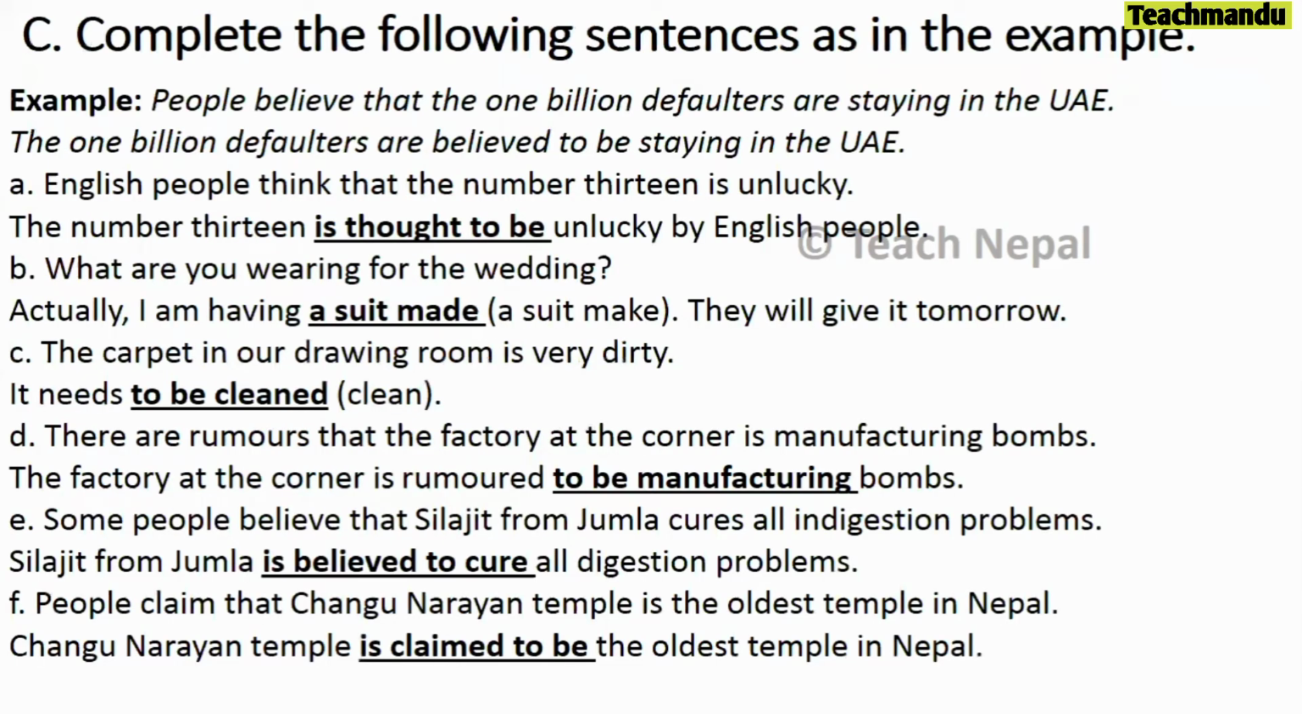Now complete the following sentences as in the example you have been given there. All right, you have been given the verb forms and you have to write the correct forms of the verb given there. I have underlined the answers that I have written. Okay, the number 13 is thought to be unlucky by English people.